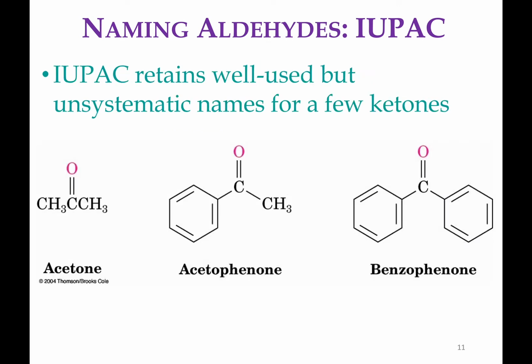IUPAC does retain the use of some of our well-known unsystematic names for a few ketones. This is acetone. I said I was going to draw it out, but it's here. I don't have to draw it out for you. So what would that look like in a line structure? It would look like this. This is acetone.